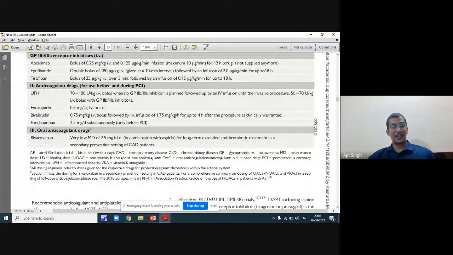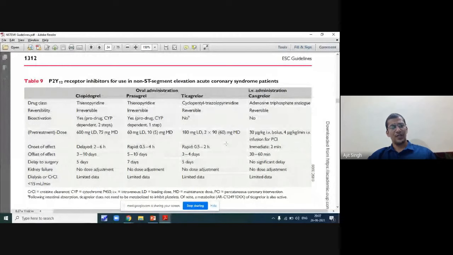Like rivaroxaban, you can see 2.5 mg BID for long-term extended antithrombotic treatment in secondary prevention of CAD. Secondary prevention, not primary prevention. Secondary prevention means if the patient is having a stroke, or some kind of valvular heart disease along with MI. Remember this: secondary prevention, not primary prevention. These oral anticoagulants are recommended only for secondary prevention, not as a primary treatment.